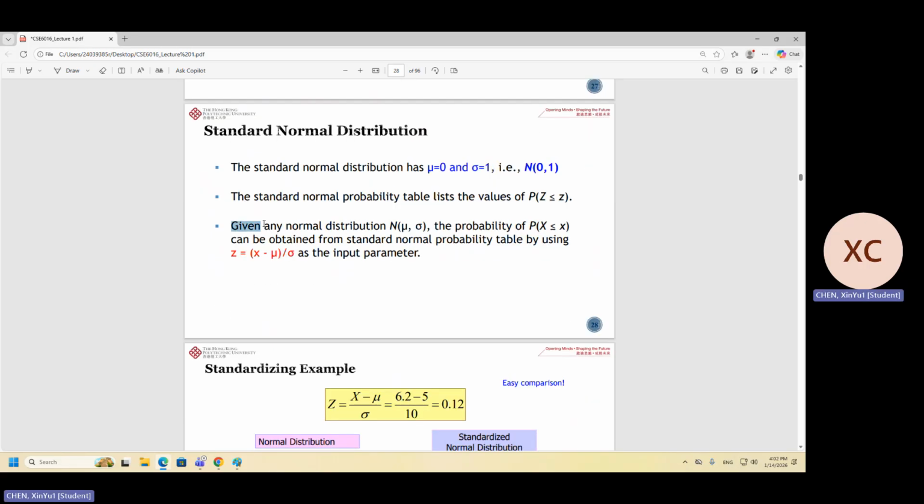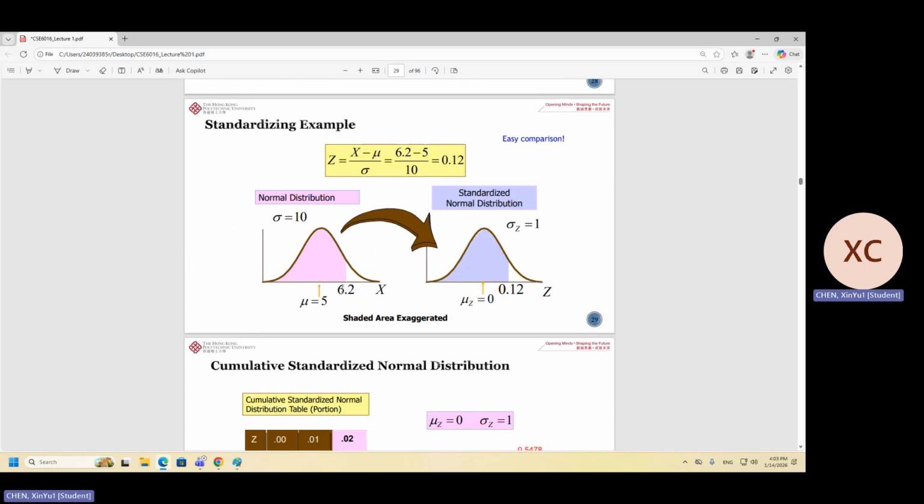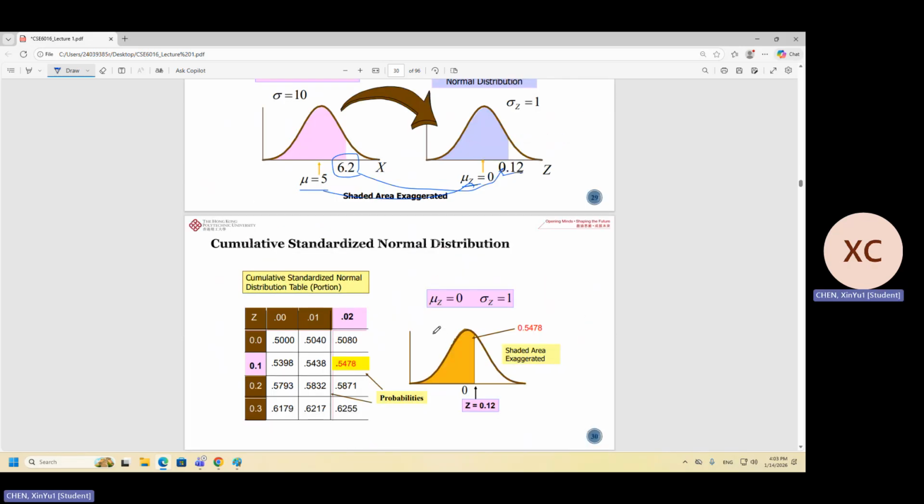Okay, and then given any normal distribution, the probability can be obtained from the standard normal probability by taking this transformation. It's high school mathematics. So for instance, this is a normal distribution, but we can standardize the observations for a better understanding of the data. Here, Z means that if it is 6.2, it can be transformed based on the standardization to 0.12, sorry, and the mean becomes 0. So it's quite a common technique.